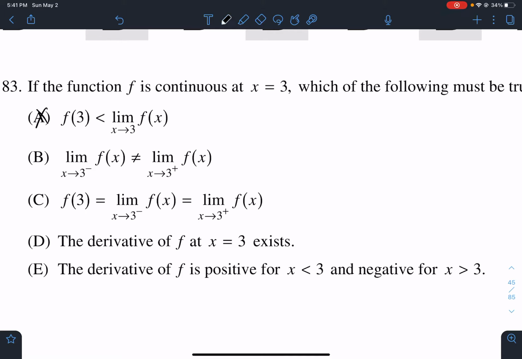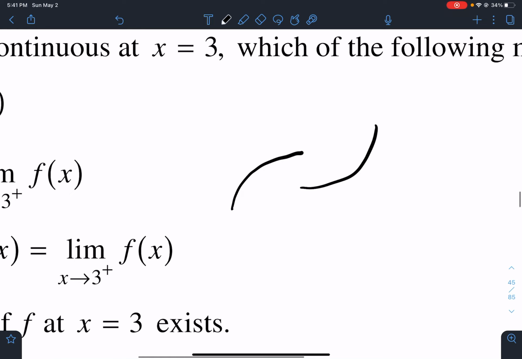For B, what it's saying is that the limit as x approaches 3 from the minus side is different than the limit as x approaches 3 from the plus side. Well, if that were the case, it would look something like this. This would be the graph. Let's say this is the x-axis, this is 3. And so obviously, right here, this is going to be one limit, this is going to be another limit.